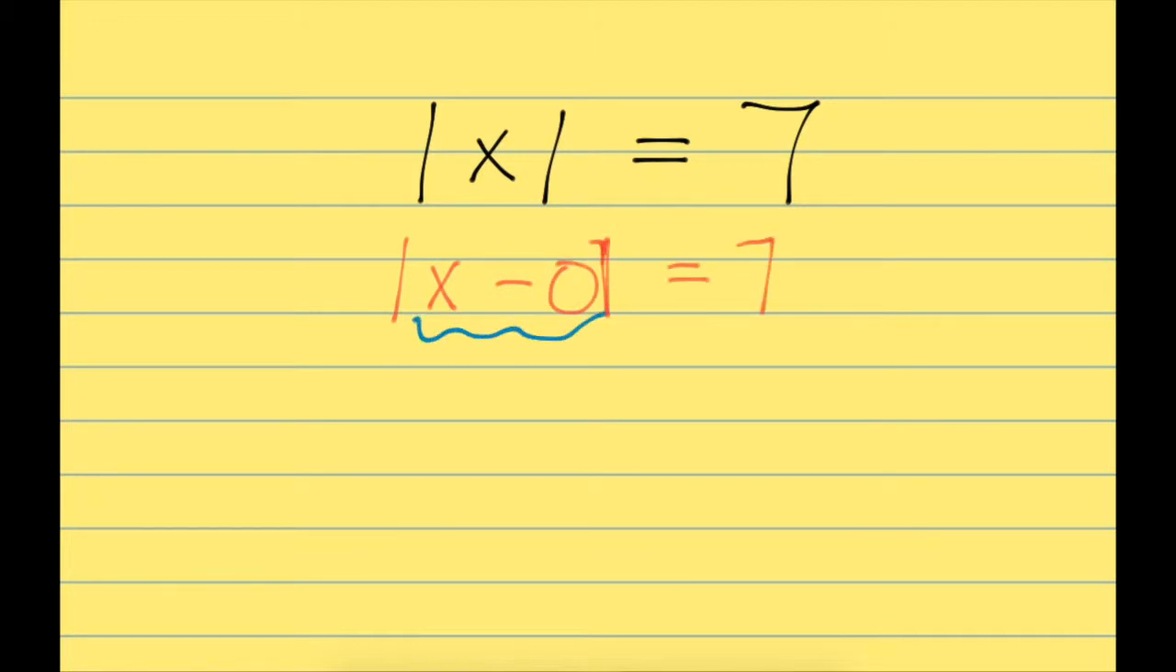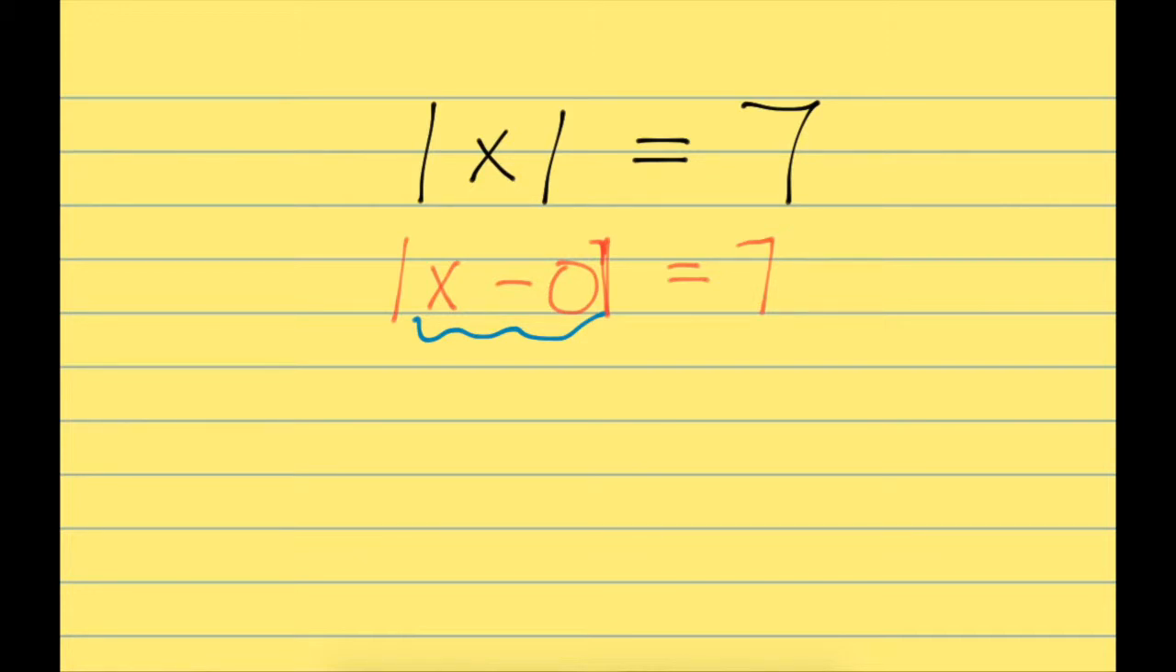So for instance, if we have an equation like this, the absolute value of x equals 7, this is asking us which numbers are 7 units away from 0. So another way we could write this that will help us in future problems is x is how far away from 0. This is the difference or the distance between x and 0. So which numbers are 7 units away from 0?